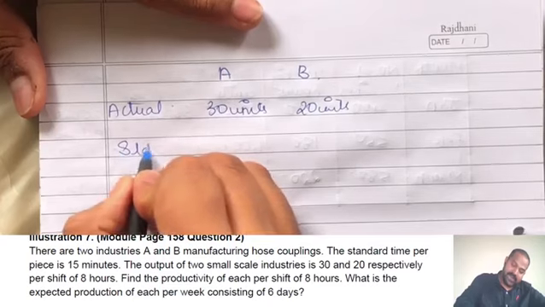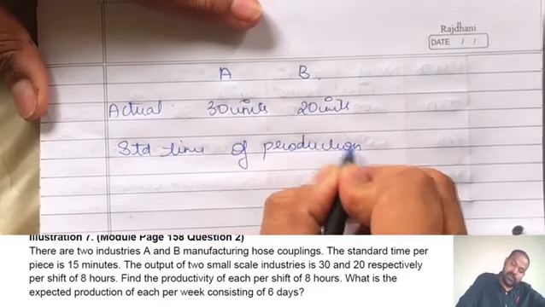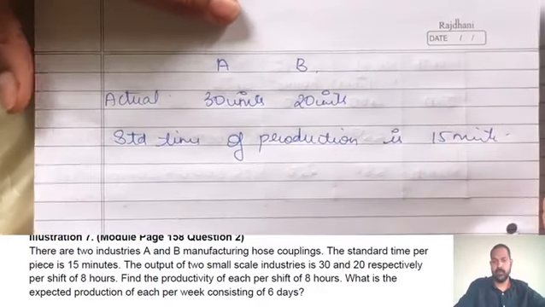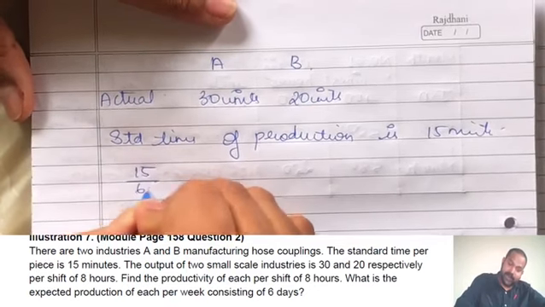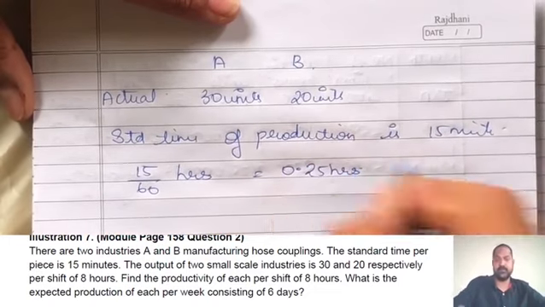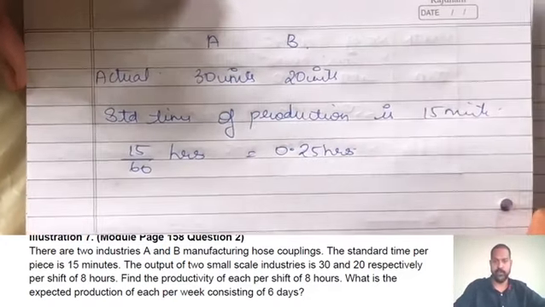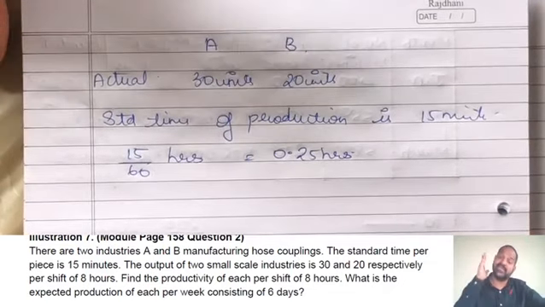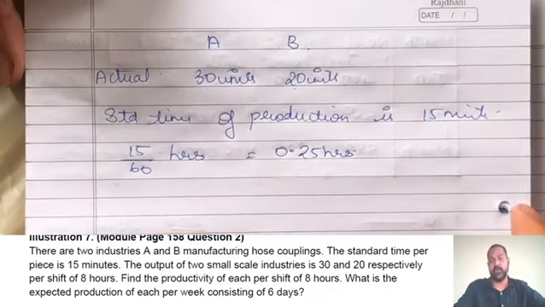But I know the standard time of production is 15 minutes. What is 15 minutes? Well, 15 minutes is 15 divided by 60 hours, which is 0.25 hours. So the standard time to make 1 unit is 0.25 hours. Let me now find out how much should be the standard production in 8 hours, because they are producing 30 and 20 units in 8 hours.